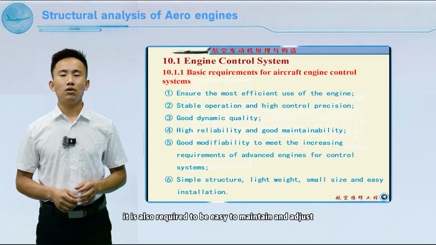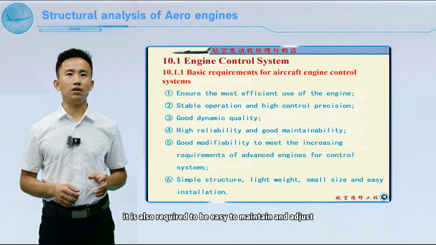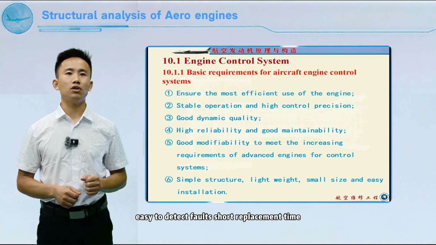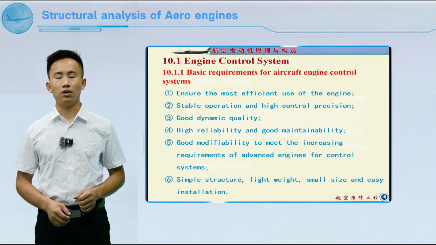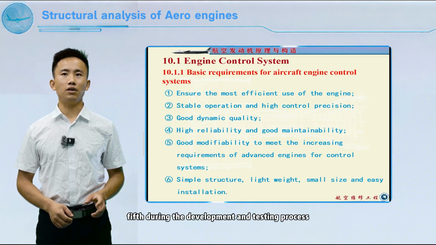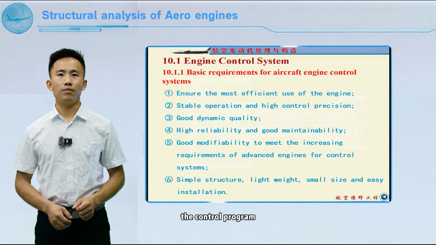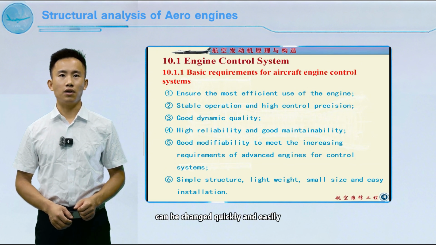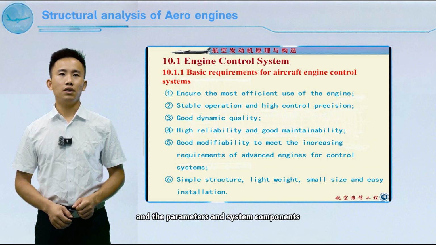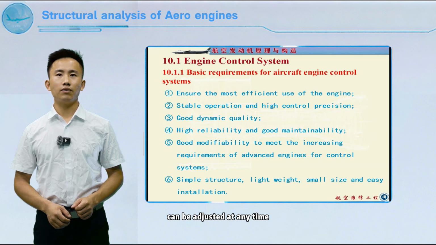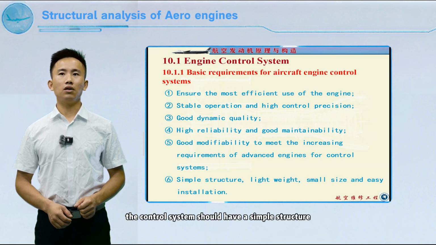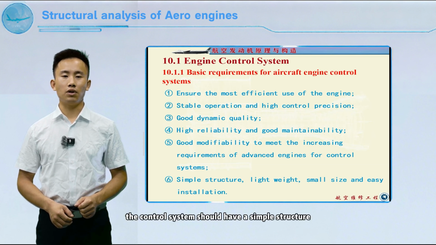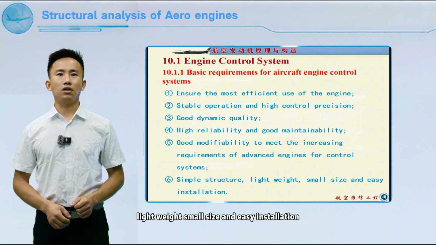In addition, it is also required to be easy to maintain and adjust, easy to detect faults, short replacement time, and even allow some components to work with faults. Fifth, during the development and testing process, the control program can be changed quickly and easily, and the parameters and system components can be adjusted at any time. The control system can meet the functional requirements of the engine expansion. Sixth, the control system should have a simple structure, light weight, small size, and easy installation.